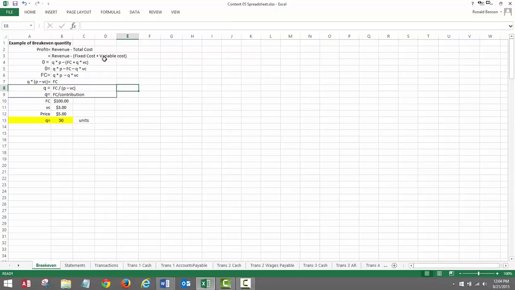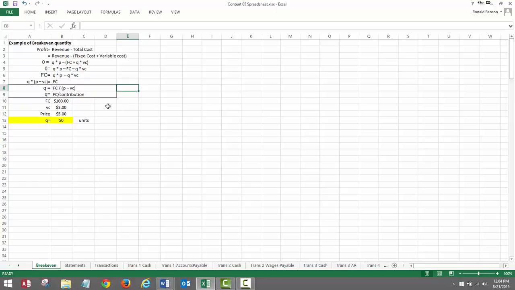If you didn't follow all of that, you can take it more slowly. The unit price per unit minus the cost per unit, the variable cost per unit, is labeled the contribution. It's the contribution that each unit of sale contributes to covering the fixed costs of the organization.